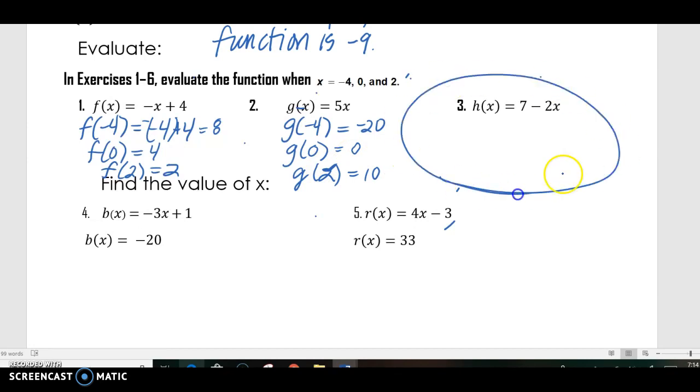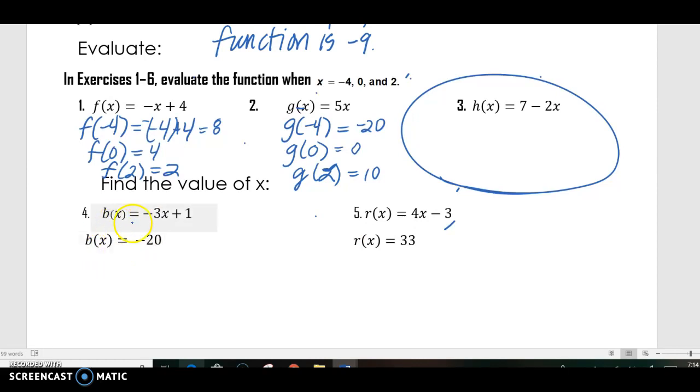How about you try number 3 and you go over them together as a class? Okay, pause the video if you need to. I'm going to go ahead and move on to number 4. This one says, find the value of x. This is what I was talking about earlier when you have this notation b of x equals negative 20. It means when the function value is negative 20, find the value of x.